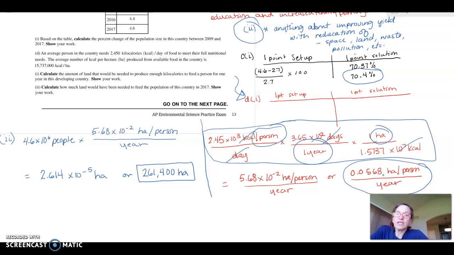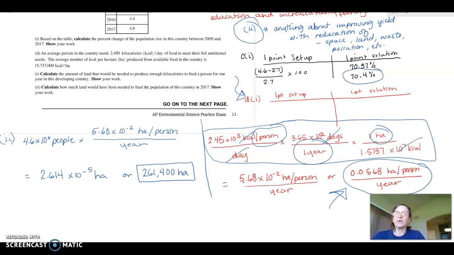And then the last question is calculate how much land would have been needed to feed the population of this country in 2017. Now here's the thing, if this answer is incorrect, then you really can't get the last answer correct. However, if you calculate the last question correctly, but you use an incorrect answer that you got in the preceding calculation, they will still give you points, okay? So don't think that just because you did this wrong, you're not going to get this. If this is confusing to you and maybe you struggle with it, then whatever number you get, plug it into this last piece. So you're calculating how much land would have been needed to feed the population of this country in 2017. Well, in 2017, we have 4.6 times 10 to the 6th people, because it's 4.6 million people. You take that times the 5.68 times 10 to the negative second hectares per person per year.